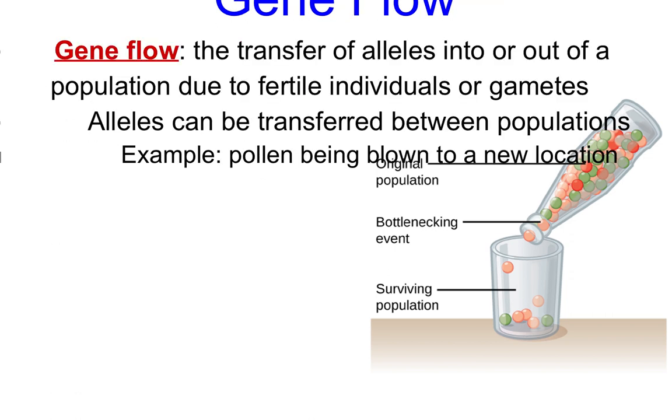When we transfer alleles in or out of a population, usually due to some fertile individuals or just gametes, we call that gene flow. Alleles can be transferred between populations just by being moved physically, like by being blown. If pollen is blown by the wind, it finds a new location.